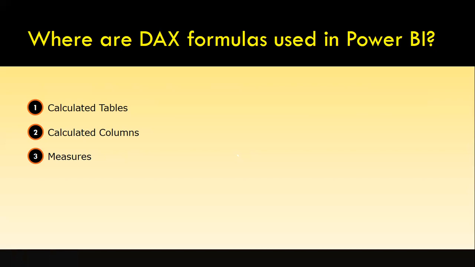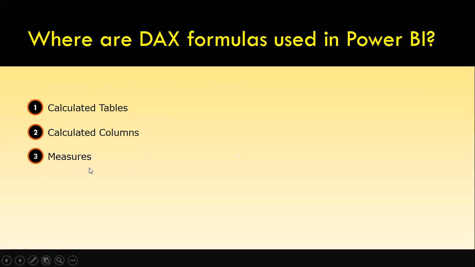And the other one is the calculated columns. If you want to create any additional column in your existing table based on some formula, in that kind of situation, we can go for calculated columns. Already in your table you have 10 columns, and in addition to that you need 3 or 4 more columns. In that kind of situation, you can go for calculated columns. And the next one is the measures. If you want to perform any aggregation, or if you want to add a summary to a table, in that kind of situation, we go for measures.